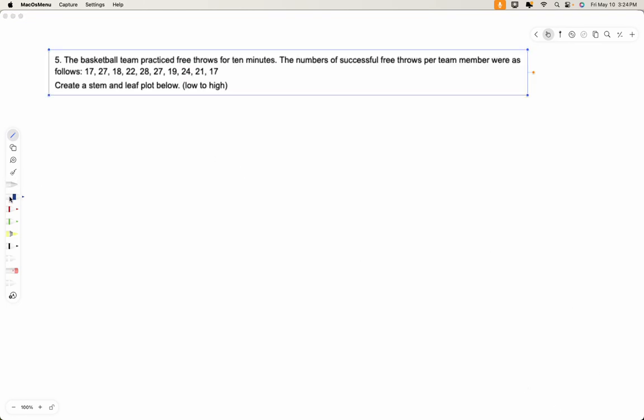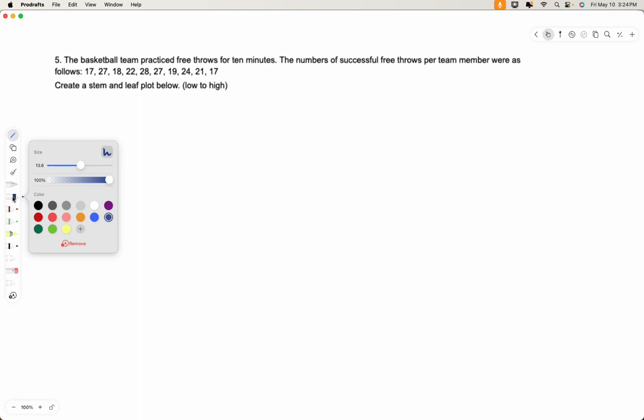All right, this one says the basketball team practiced 3 free throws for 10 minutes, which is awesome. Good for them, right? The number of successful free throws per team member were as follows. So there's our number of successful free throws. We're going to create a stem and leaf plot below. So I have 10s, 20s. That's all I have is 10s and 20s. So we'll have 10s and I'll have 20s.